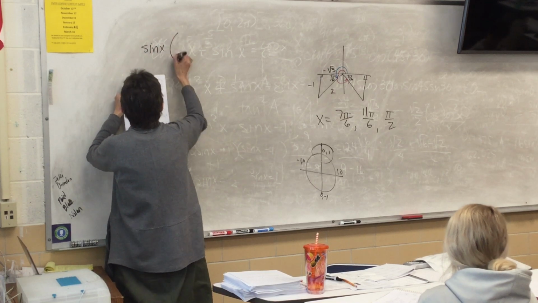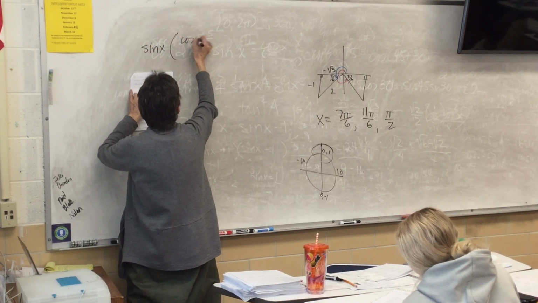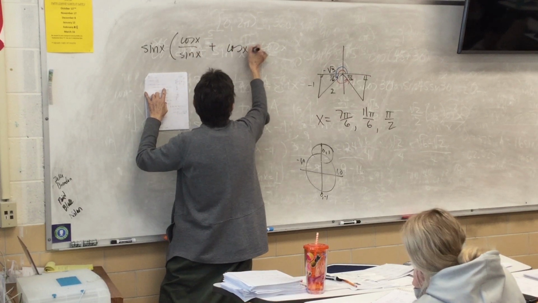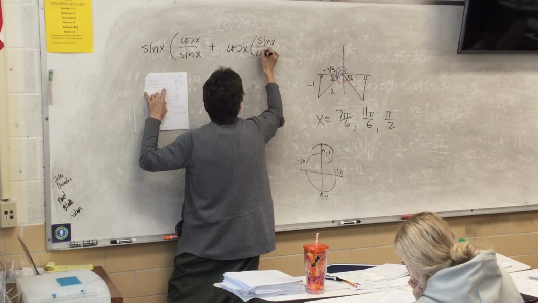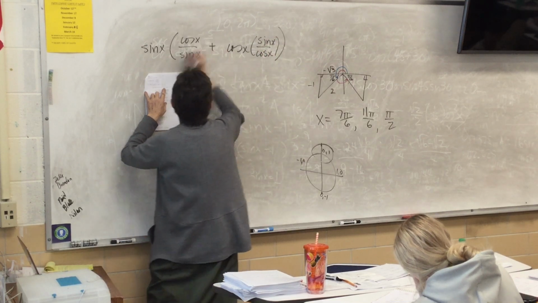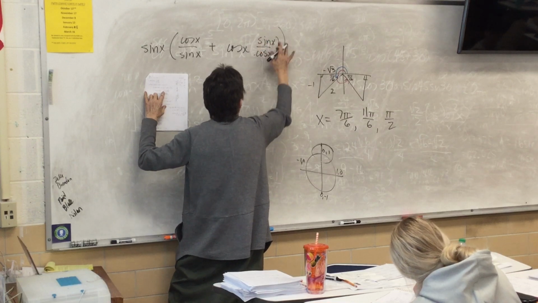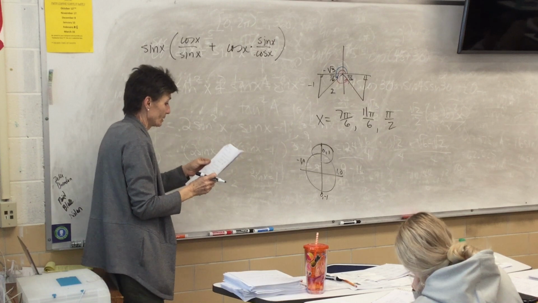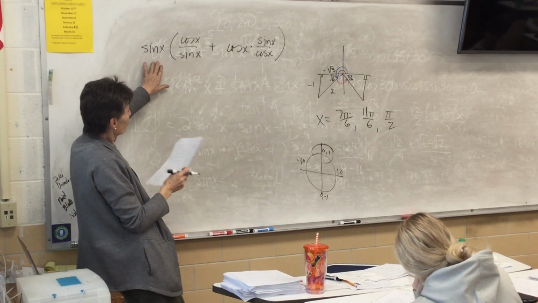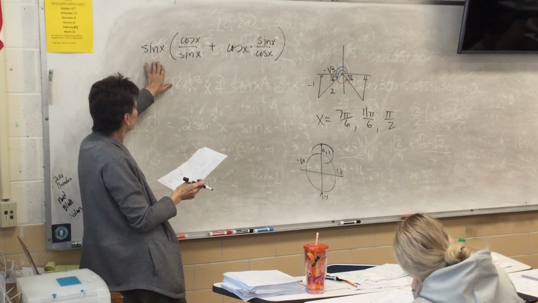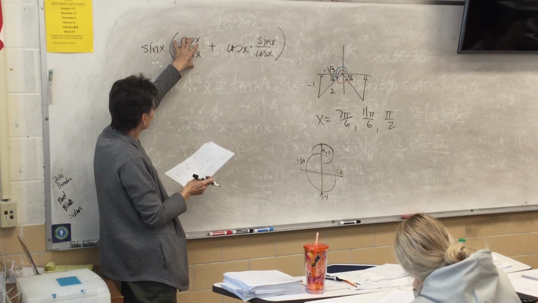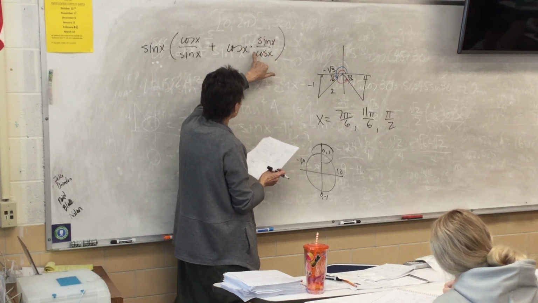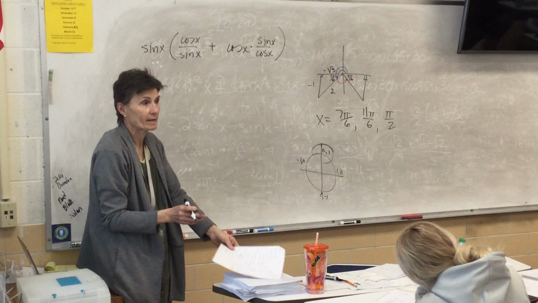And as I copy it down, I'm going to go ahead and change cotangent into cosine over sine, and tangent into sine over cosine. All right, so when I wrote down my problem, this is 2B, I changed the cotangent into cosine over sine, and I changed the tangent into sine over cosine. I just saved myself some writing.